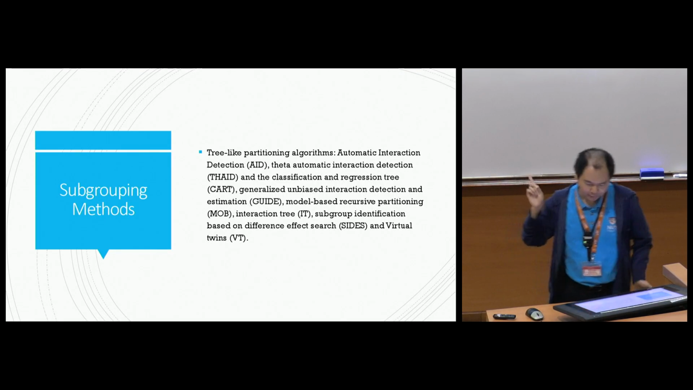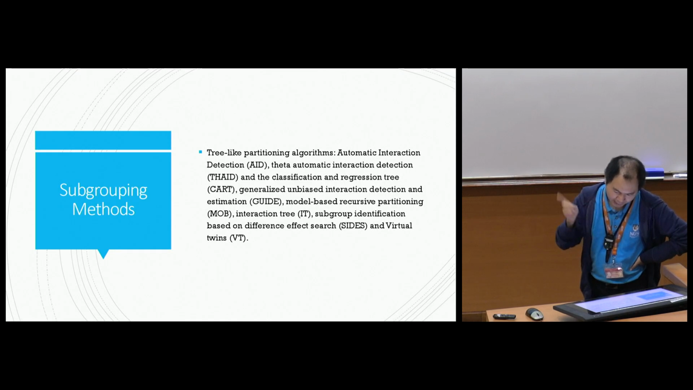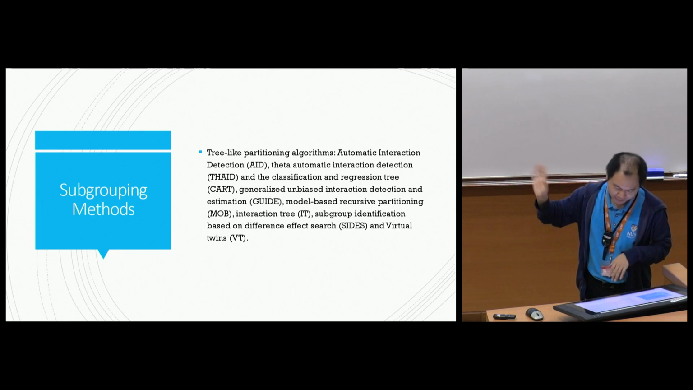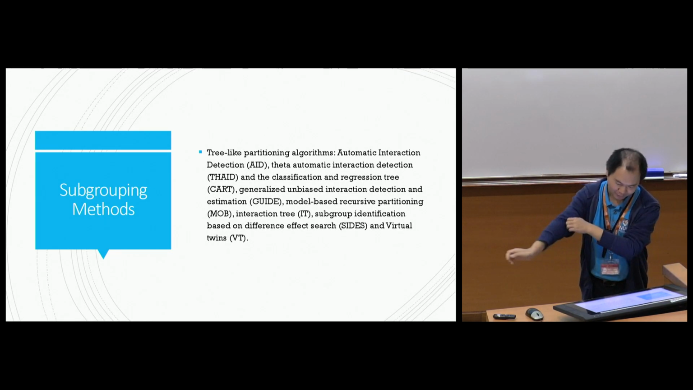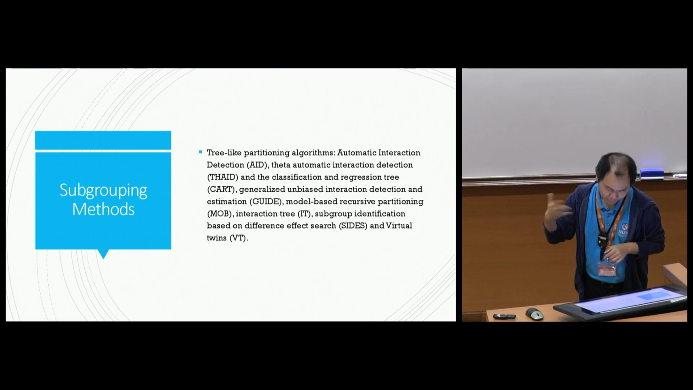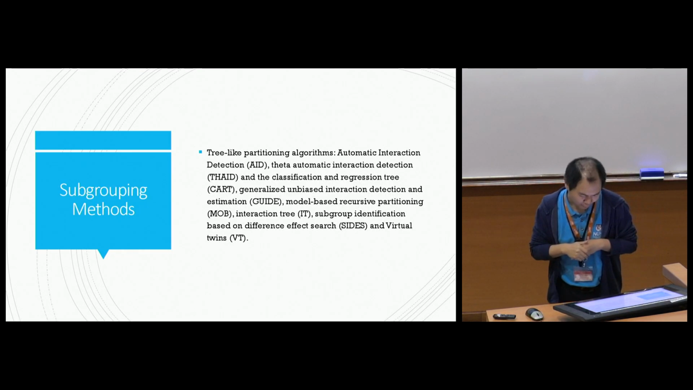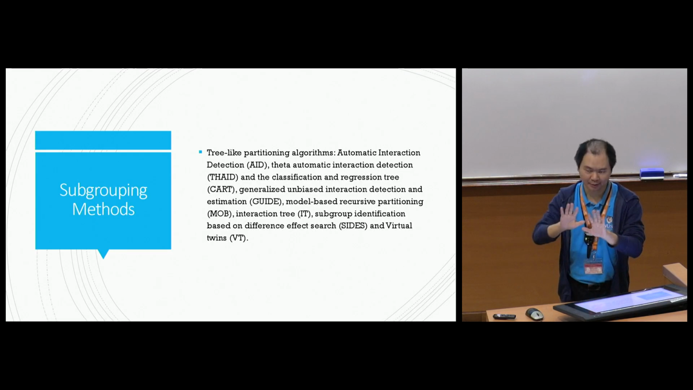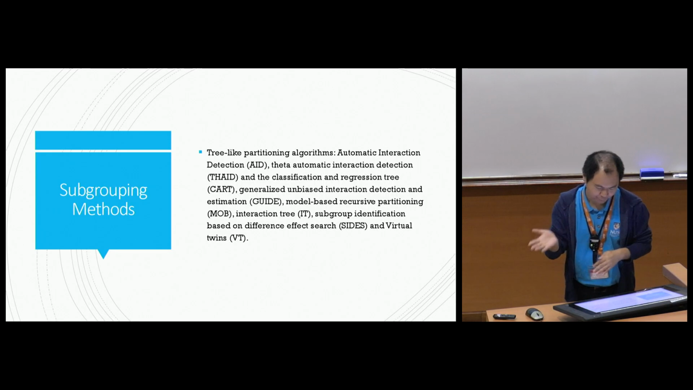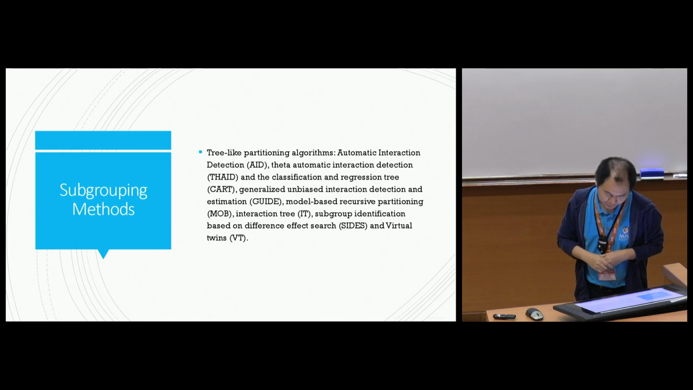The earliest algorithm is called AID, and then we have THAID. After that we have CART. You see, these are very ancient algorithms. And more recently, it's GUIDE. GUIDE is a relatively recent algorithm, but it is also just another regression tree that uses local polynomials for the different regions. So it's also related to regression trees.